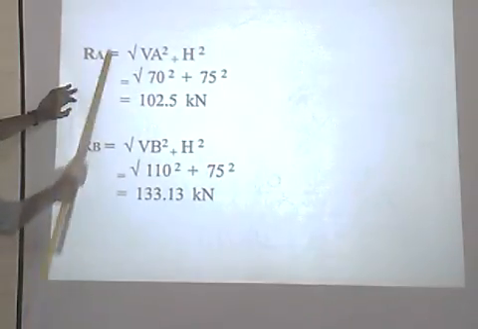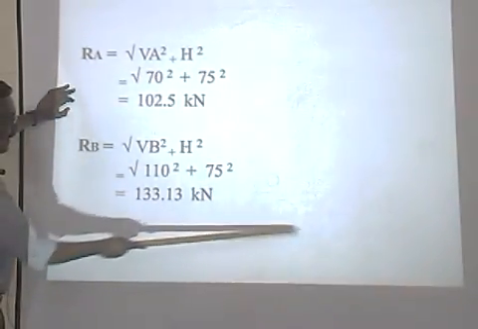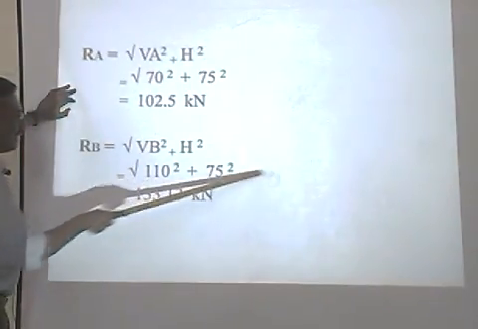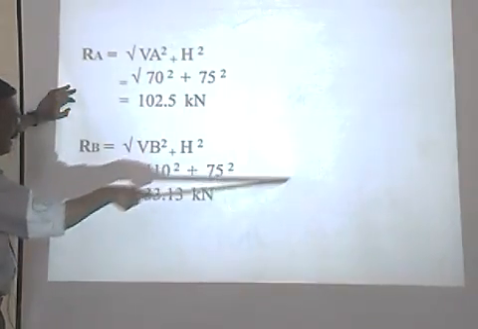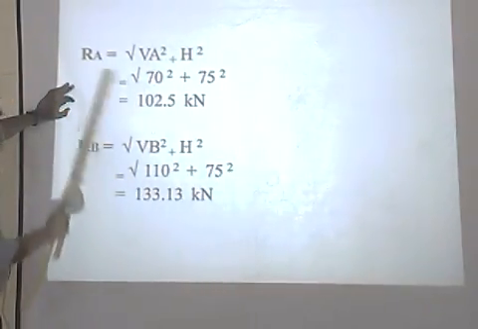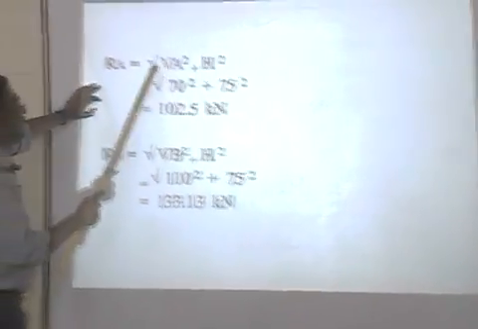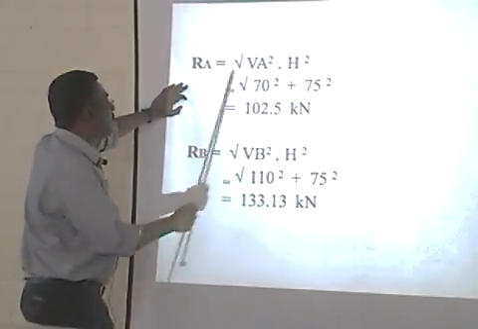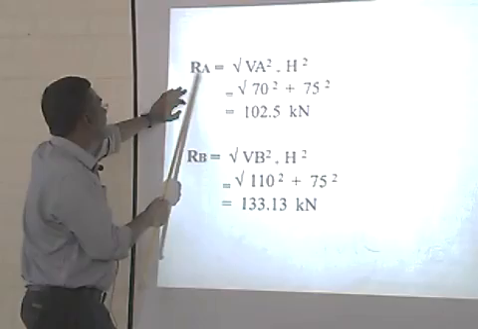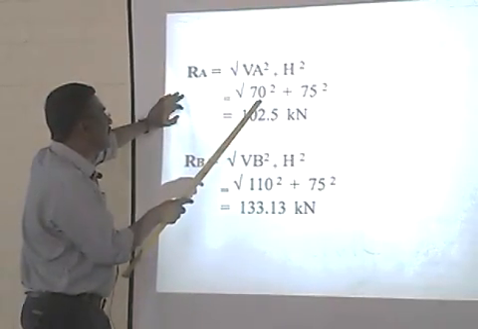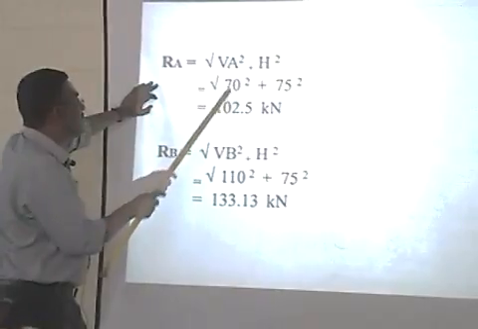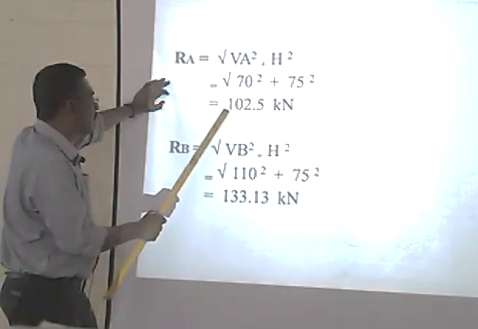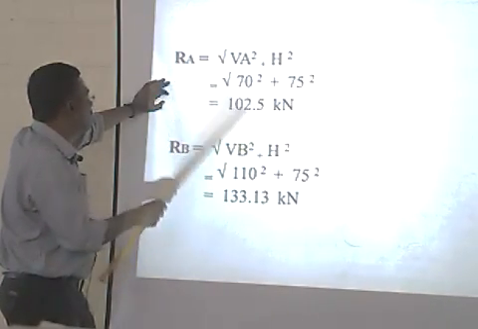Now we have to calculate the resultant reaction. The vertical reaction will be acting in this direction. The horizontal reaction will be acting in this direction. Both this vertical reaction and horizontal reaction will together produce an inclined resultant reaction. The value of the resultant reaction may be found by taking VA square plus H square and taking the square root, which gives the value of RA. The value of VA is 70 and the value of H is 75. Substituting, we will be getting square root of 70 square plus 75 square. Taking the square root, we will be getting 102.5 kilonewton. This is the value of RA.